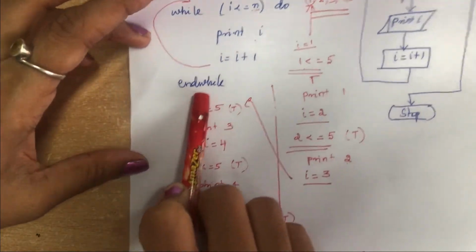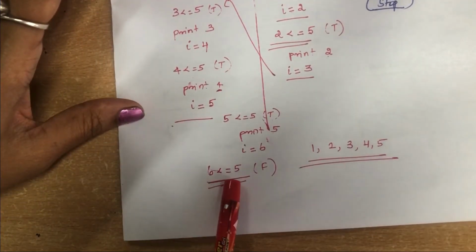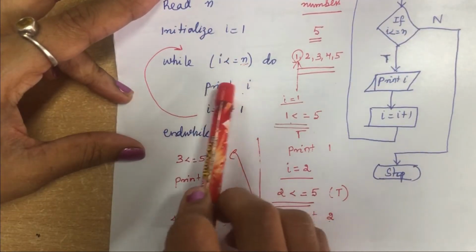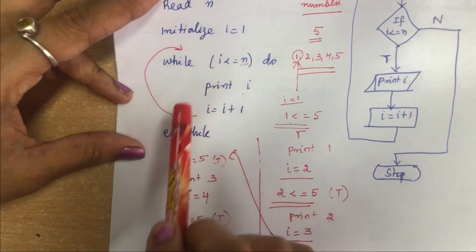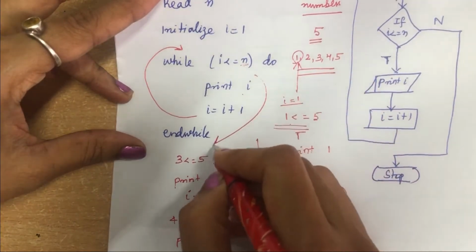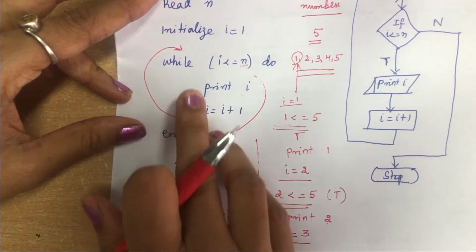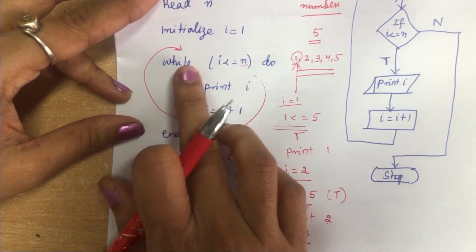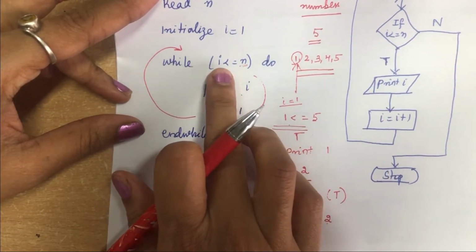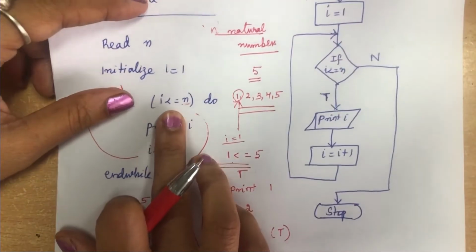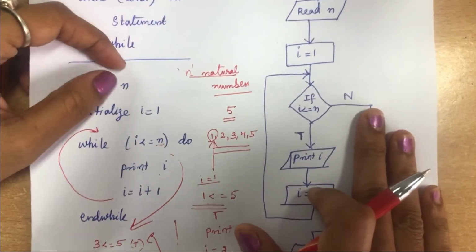Since 6 is less than or equal to 5 is false, it will not execute the statements inside. It comes outside the loop. So this is how the while loop will execute. When you give it inside the while loop, it will repeat the statements until the condition fails or becomes false. Now we will see how to implement this while loop in the flowchart.